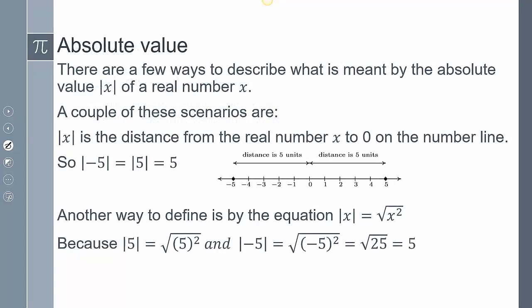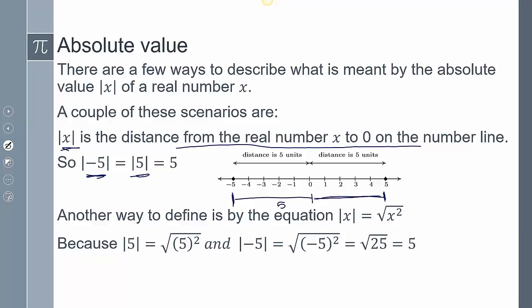So here's a few ways for us to describe what it means to have the absolute value of x for any real number x. One of the common ones is we say that the absolute value is the distance from the real number x to 0 on the number line. So if I say the absolute value of -5, the distance from -5 to 0 is 5. The absolute value of +5, the distance from +5 to 0 is 5.